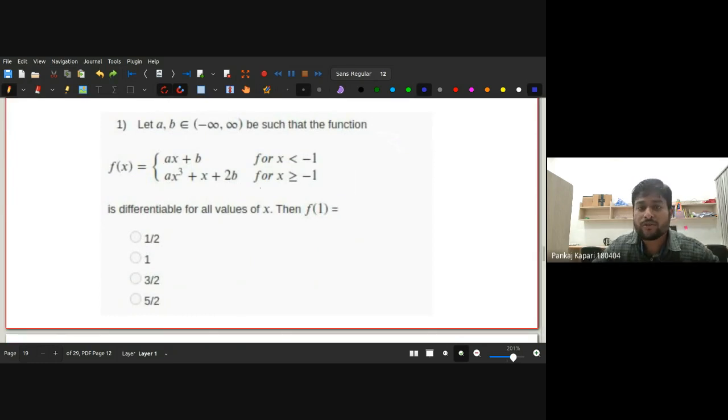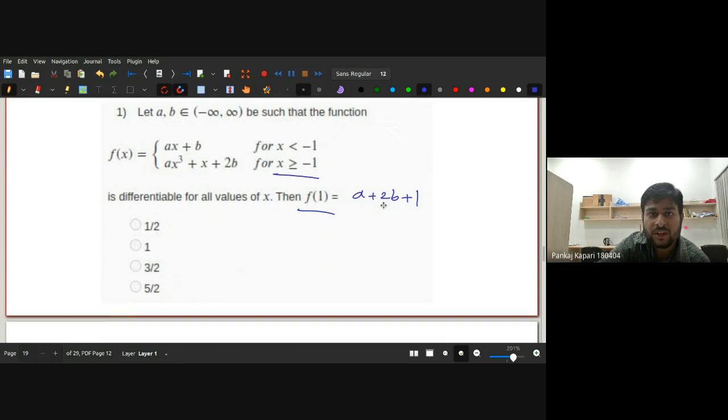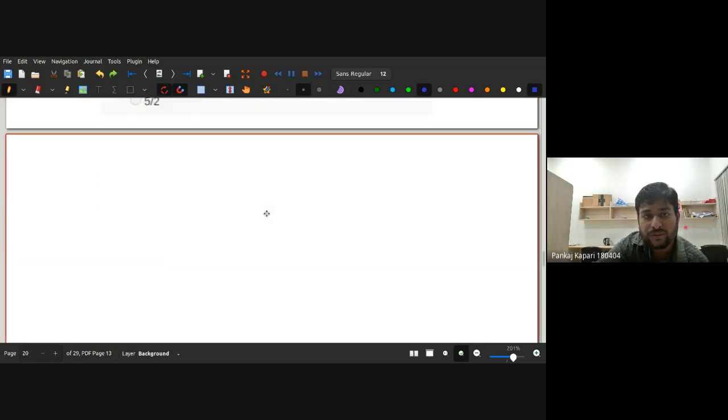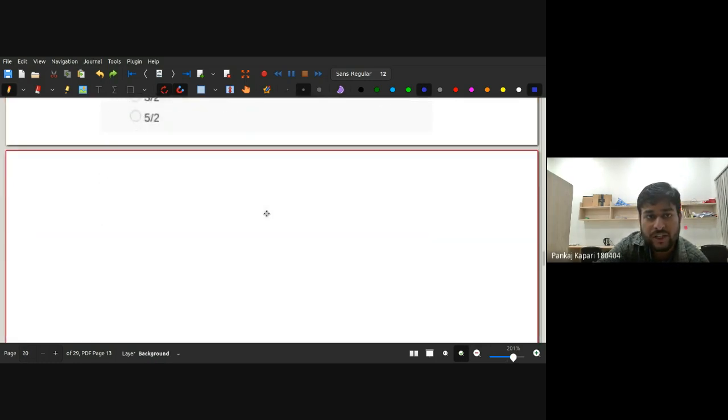Okay, so you have to find what is f of 1. You can see that 1 lies in this interval, since 1 is greater than or equal to minus 1. So the value of f of 1 must be a plus 2b plus 1, right? Now to find this value, you have to find the values of a and b. It's given that the function is differentiable for all values of x, differentiable everywhere. So we'll use this differentiability condition.